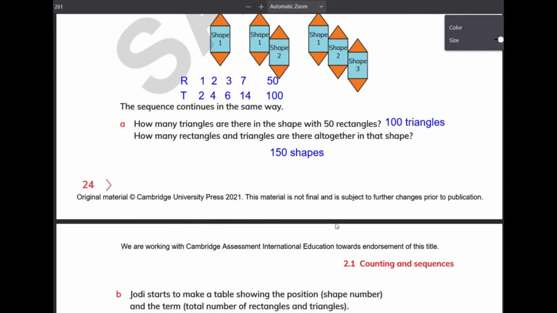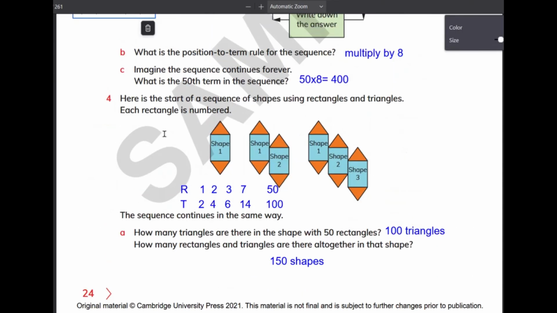Go to number 4. They say here is the start of a sequence of shapes using rectangles and triangles. Each shape is numbered. Look, the first shape here, this is the first term. It is 1 rectangle and 2 triangles. The second one is 2 rectangles and 4 triangles. The third one is 3 rectangles and 6 triangles.